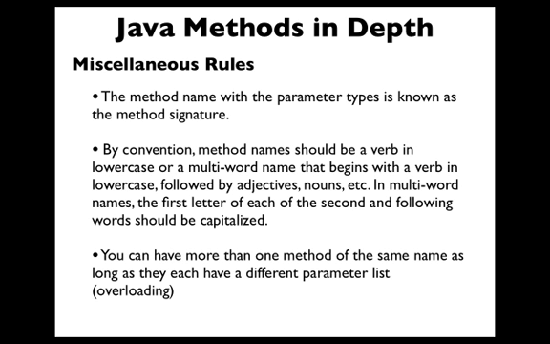You can have more than one method of the same name within a class as long as they each have a different parameter list. This is called overloading. By different parameter list, this means that the signature will be different enough so that the Java compiler can tell the difference between which method you're calling.